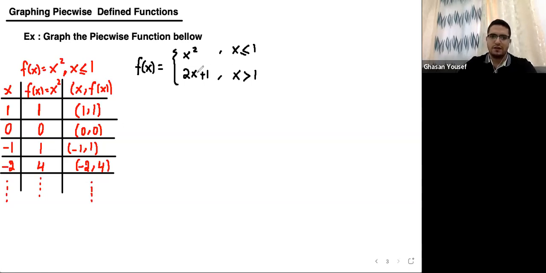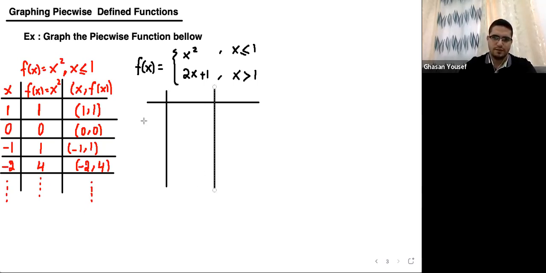Now for the second function, 2x plus 1, f of x equal 2x plus 1 for the domain x greater than 1. So we're going to make another table, same like this one, but for the second function. Here is the x value, f of x, and the ordered pairs.